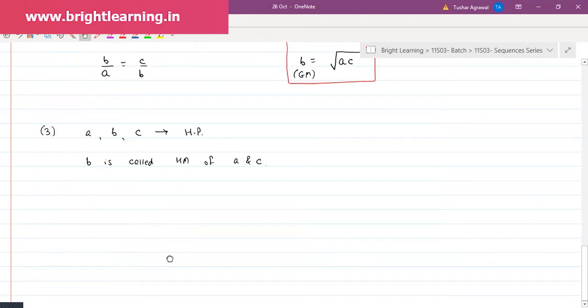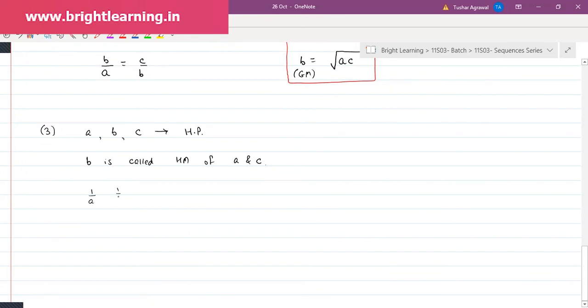Forget about HP. Whenever the question comes of HP, don't say that you will memorize the formula of HP. Return to arithmetic progression. How will you return to arithmetic progression? We know that 1 upon A, 1 upon B, and 1 upon C are in AP. And since they are in AP, 1 upon B, the middle term, is equal to the first term plus last term, completely divided by 2.